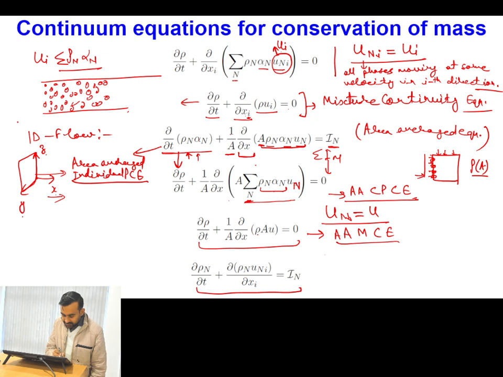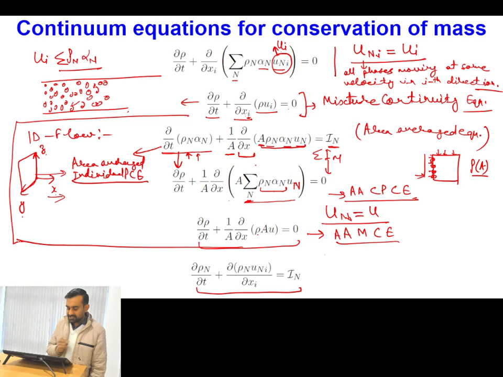All these equations will be applicable when you are considering variations only along a single direction. So you are making the assumption of one dimensional flow or area averaged flow. Okay. Then we have next.